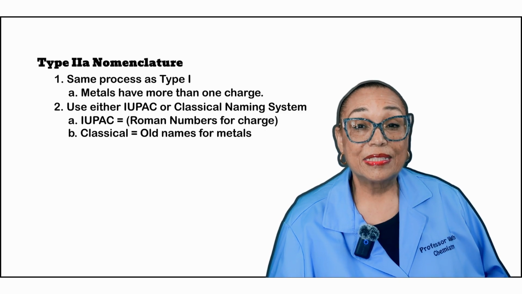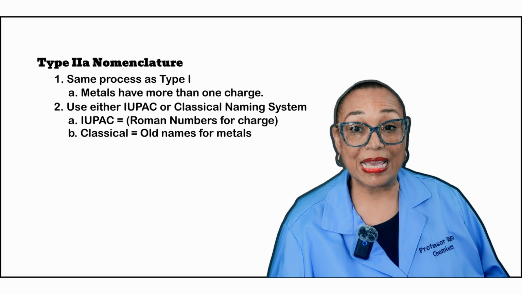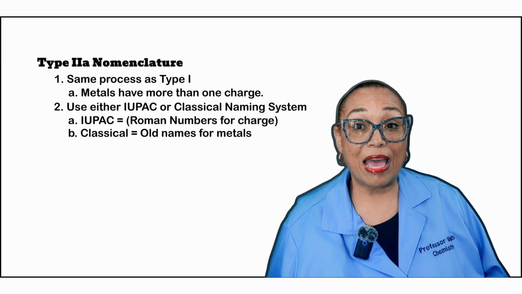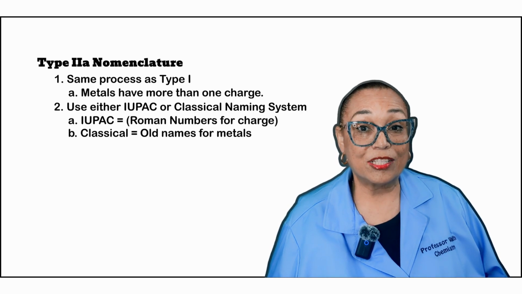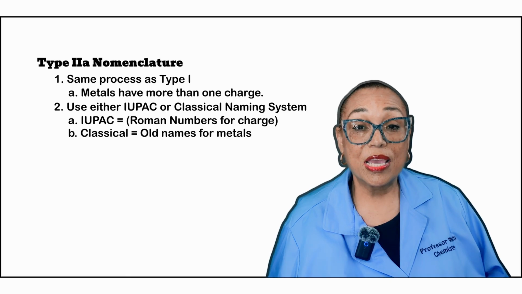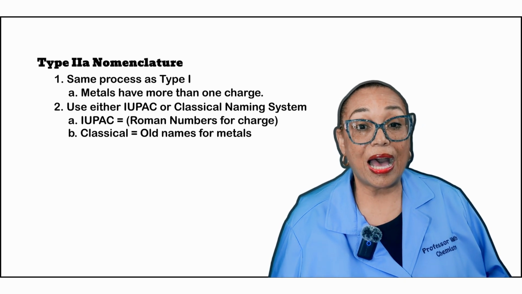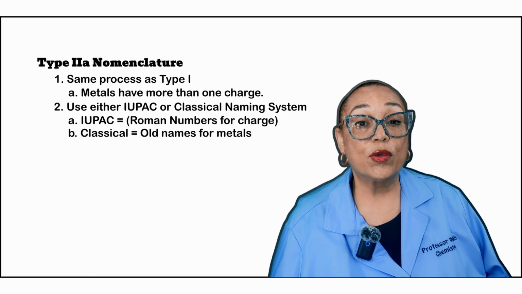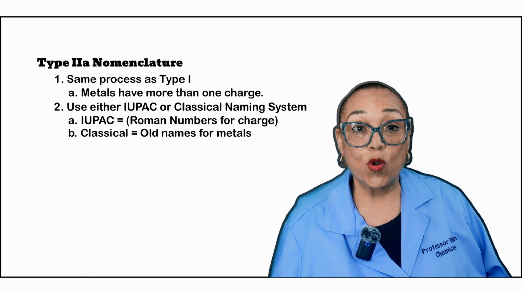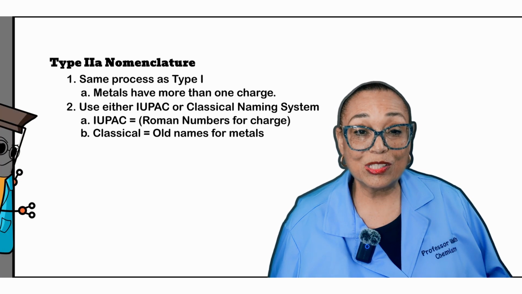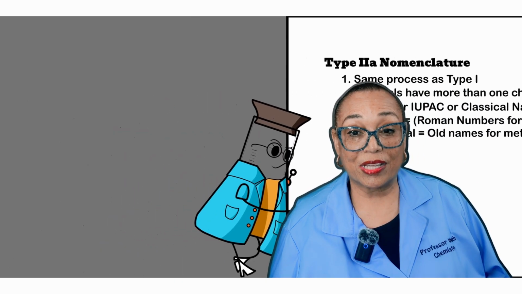To recap, Type IIa nomenclature follows the same process as Type I, except now the metals have more than one type of charge. As you can see in the chart we used, these metal ions can have 2 or even 3 different types of charges. So when using the IUPAC system, you must show the charge on the metal with Roman numerals in parentheses. Conversely, the classical naming system has its own set of names to use for metal ions.